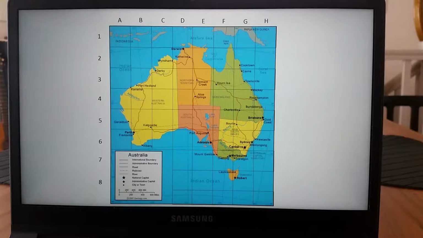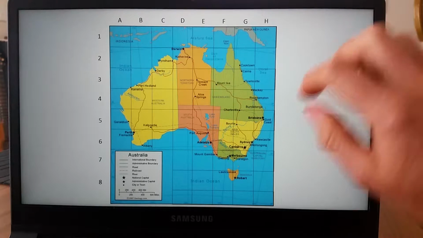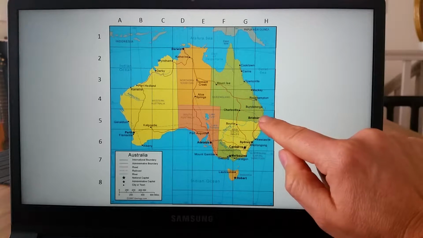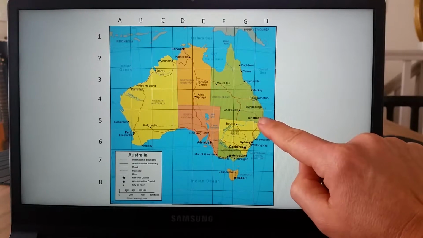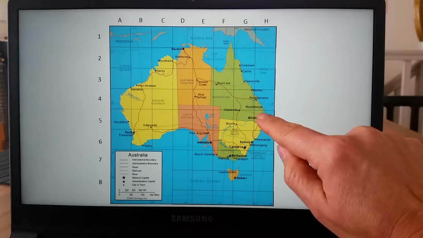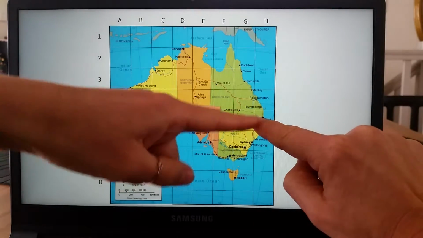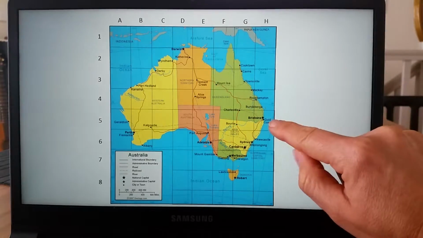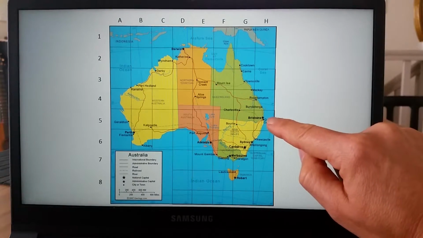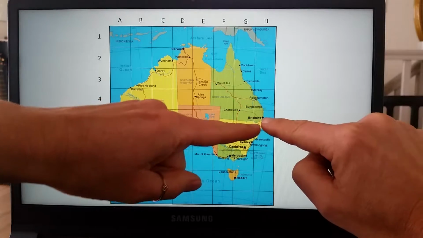So who can tell me where our own city of Brisbane is located using the grid system with the references that we have for this grid system? Great. So you found Brisbane, and you were able to say that Brisbane is located in this box, which is represented by column H, and row 5. So we can say that on this map, Brisbane is located at H5.